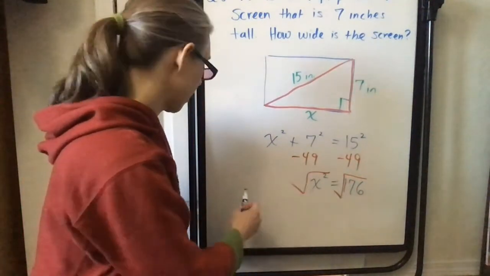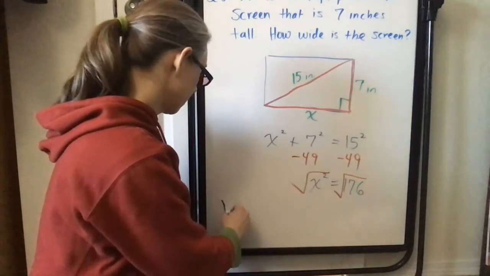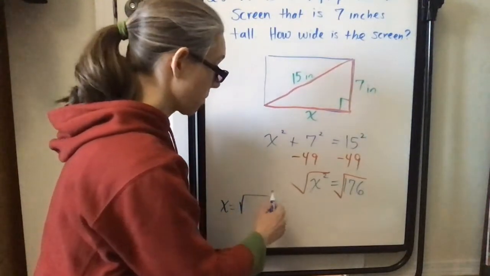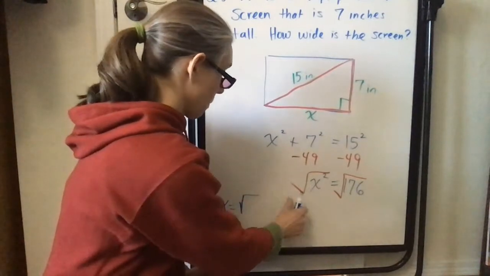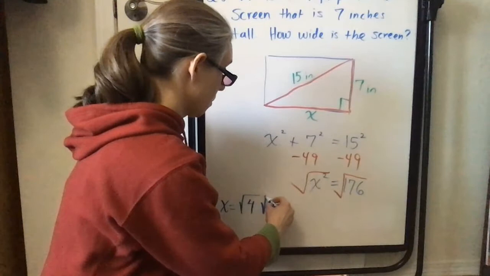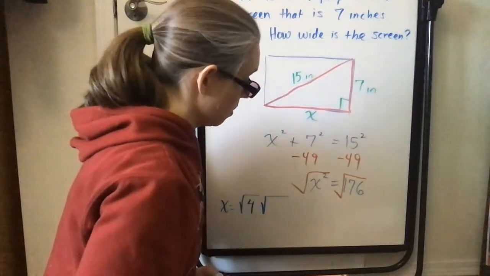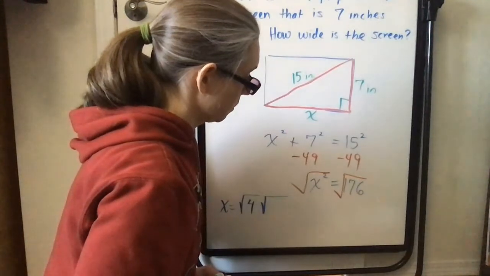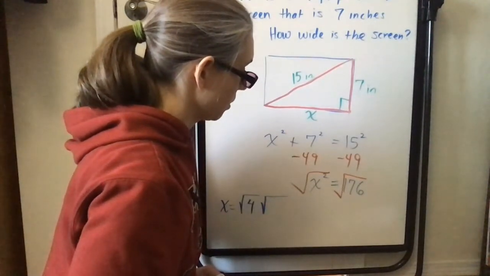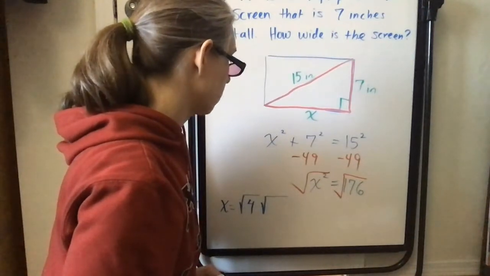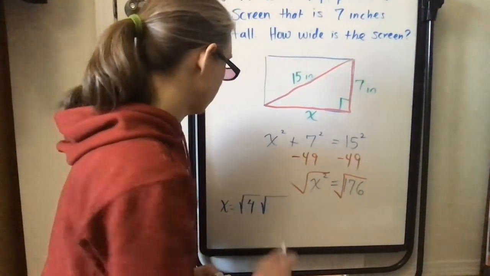So 176 splits into 4 times what? How many times is 4 going to 176? 44 times. Oh, so that's 16 times 11.